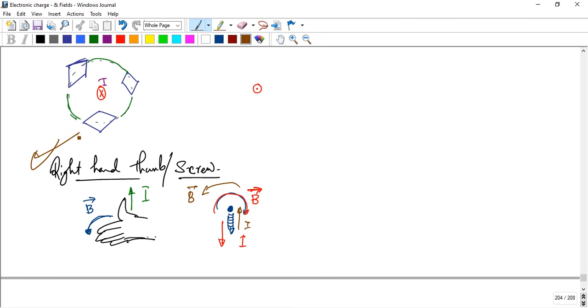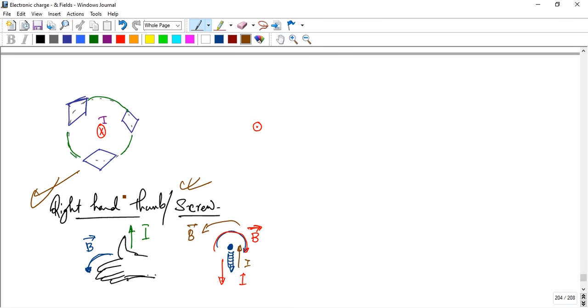There are two rules: the right hand thumb rule or the right hand screw rule. Both give the magnetic field direction, and you know that the field goes starting from the north pole ending towards the south pole. So here, using the screw or the thumb rule, the current is going into the whiteboard, into the wall. If I take this whiteboard as a wall, and the current goes into the wall, it means the screw goes into the wall.